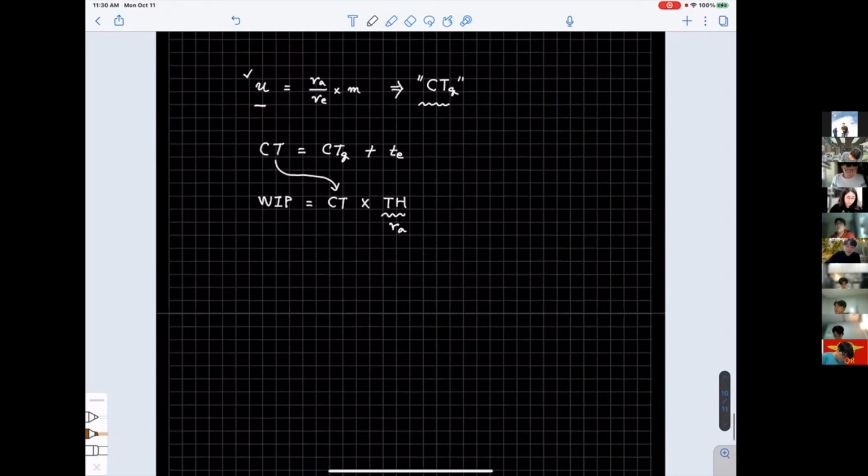In the same manner, WIPq could be calculated like this. Here, the CTq is going to here. In this serial manner, we can get all the required parameters. And this procedure is always the same for the various kinds of problems.